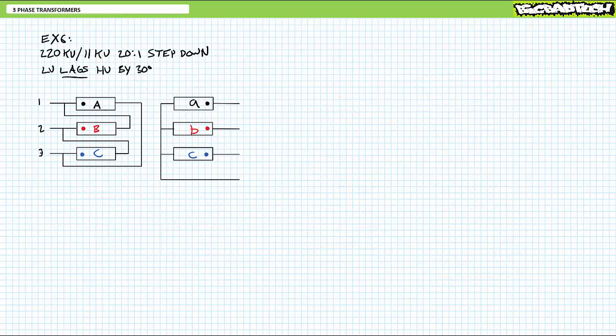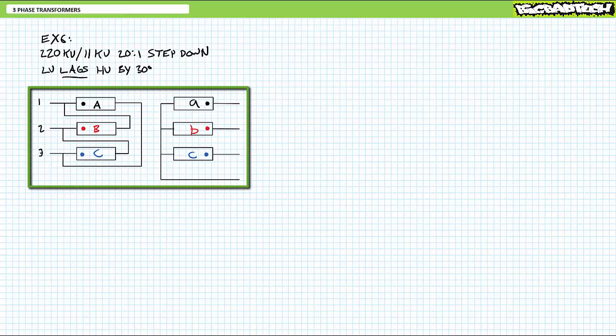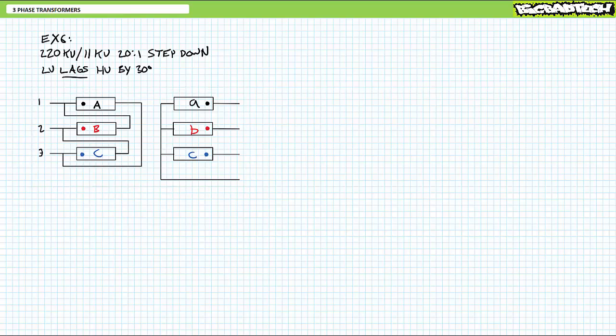All right, let's try another example, only this time let's go in an opposite direction. Consider a 3-phase transformer with a 20-to-1 turns ratio, designed to step down 220 kilovolts to 11 kilovolts with the following simplified connection diagram, and we know the low voltage secondary side lags the high voltage primary side by 30 degrees. Can you form the nomenclature and draw the displacement diagram given the information you have in front of you?